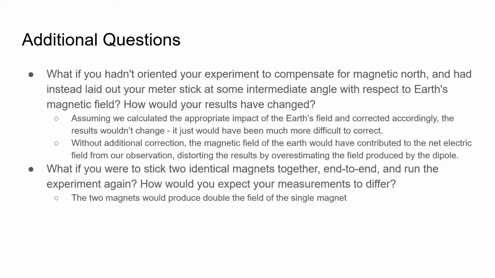And then what if you were to stick two identical magnets together end to end and run the experiment again? How would you expect your measurements to differ? Well, the two magnets would produce about double the field of just the single magnet.